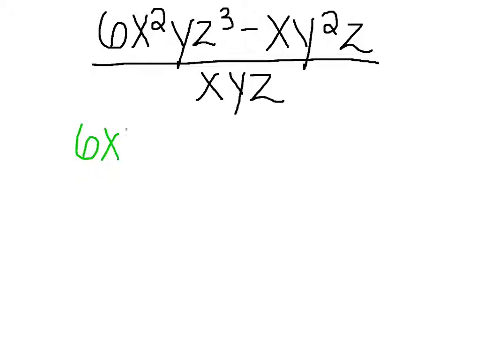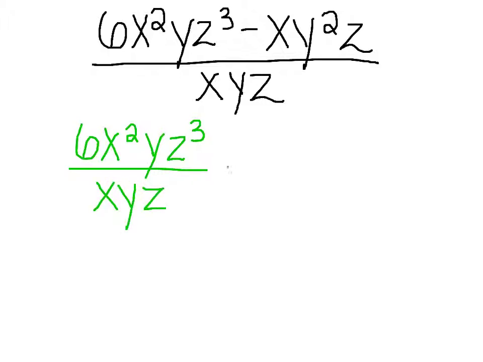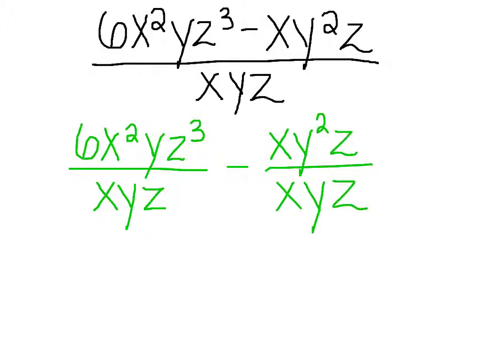6x squared y z cubed divided by xyz minus xy squared z divided by xyz. And now when we simplify, we're going to have 6 divided by, now there's no number in the denominator. If there's no number, what's implied? Hopefully you said 1 instead of 0, because 0 times anything would be 0. So 6 divided by 1 is 6.